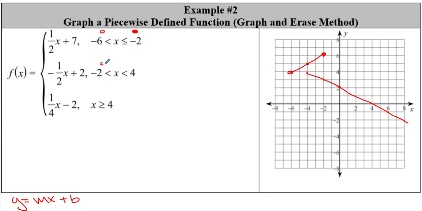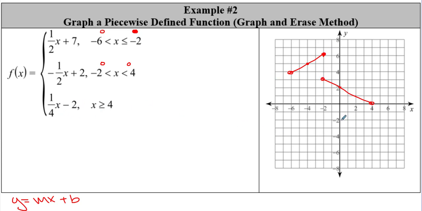This sign tells me I have an open dot. This sign tells me I have an open dot. So I am going to erase up to -2, and then I'm going to erase up to +4. And then I'm going to draw my dots. Open dots. Open dot. And so far so good, right? Closed dot over open dot.